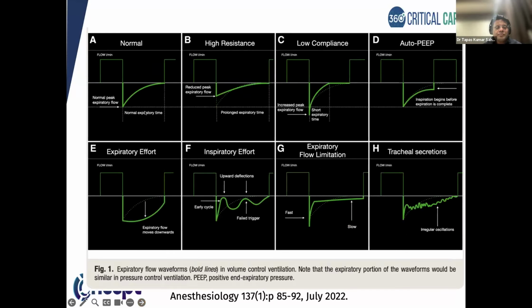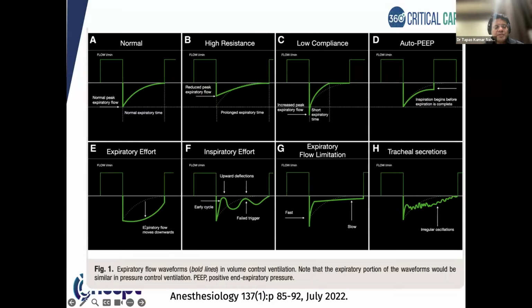Now, these are the expiratory flow waveforms in volume control ventilation. You see here the normal expiratory line I have already told you like this. If there is prolonged expiratory time and reduced expiratory flow, that means high resistance. If there is low compliance in the flow, you see here increased peak expiratory flow and short expiratory time. Clear? Then it would all be at the baseline. Auto-PEEP generated, I have already told you, the inspiration begins before the expiration is complete. So that means every time there is air trapping. Okay. And that is actually affecting the venous return and the hemodynamics.